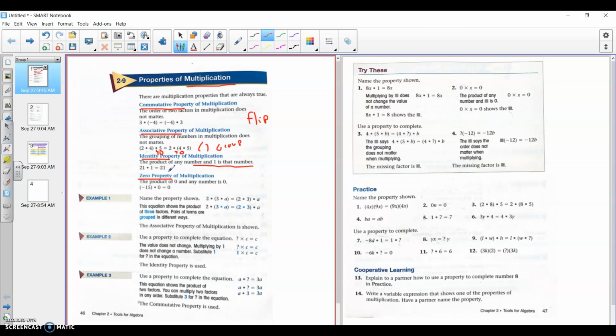The zero property is the new one. This time, if you do the product, remember product means multiplication. Product of 0 and any number is 0. So negative 15 times 0, that's going to be a 0.